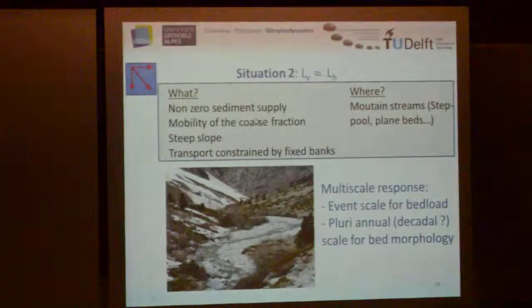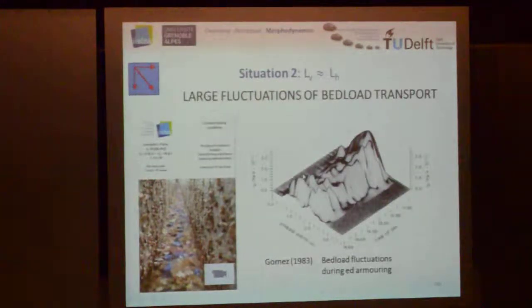Another situation is when the vertical trapping effect is of the same order as the horizontal distance. So we consider here mountain streams like pool-riffle beds, with a non-zero sediment supply, large mobility of the coarse fraction, and also maybe fixed banks which can constrain the armor. We consider here two effects, at the event scale and also at the pluriannual scale. At the event scale, we think that this process can explain the large fluctuations, like for instance what Gomez measured in a steep slope mountain stream during the armoring process.